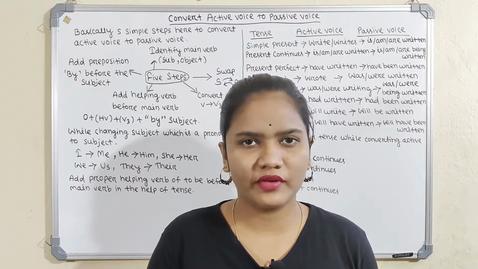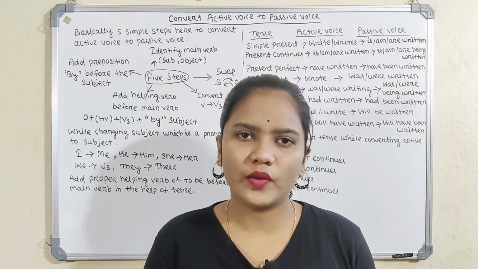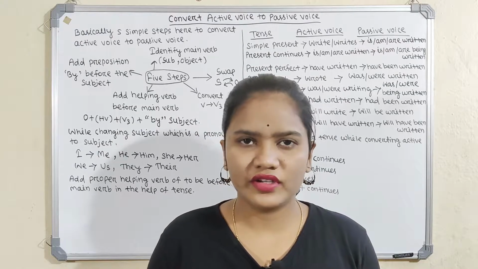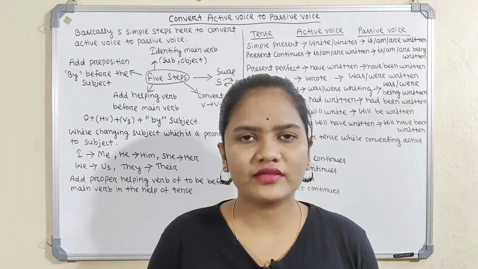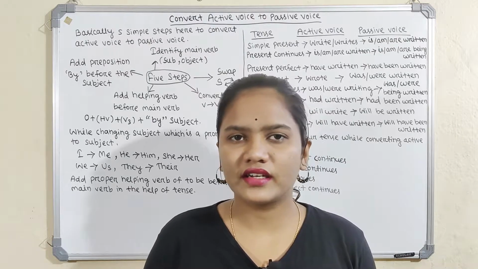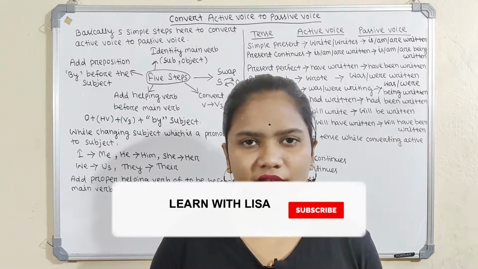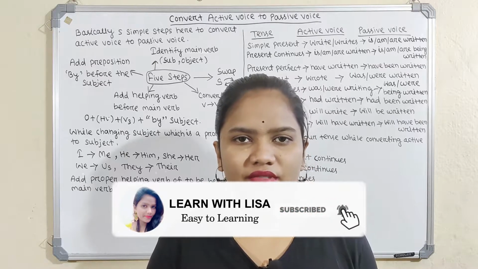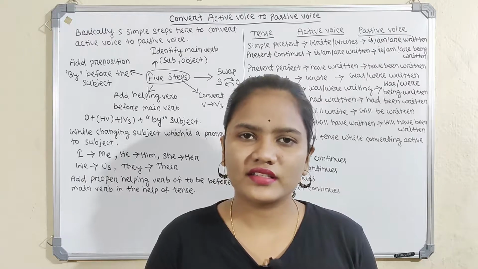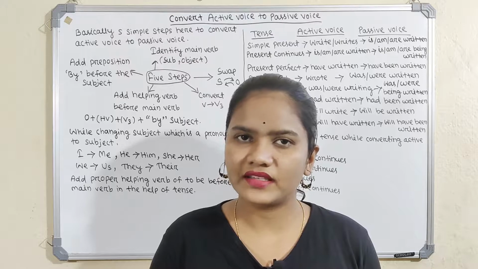In active voice, we use subject, verb, object, but in passive voice, we use object plus verb plus subject. I also taught you in which cases each is used. Active voice we generally use in our daily life, and we can talk in the active voice. But in passive voice, when we don't want to give importance to the subject, or when the subject is not mentioned and not required to be mentioned, passive voice is used.